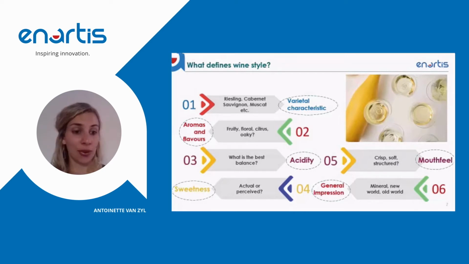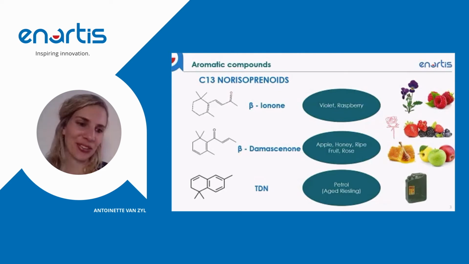So aromatic compounds are very important to look at. One of these examples are C13 norisoprenoids. Examples of them are beta-ionone, beta-damascenone, and TDN. Depending on which one of them, they will either impart violet or raspberry characters, apple, honey, ripe fruit, rose, and in the case of some aged Riesling, they have that very characteristic petrol character, which is because of TDN.